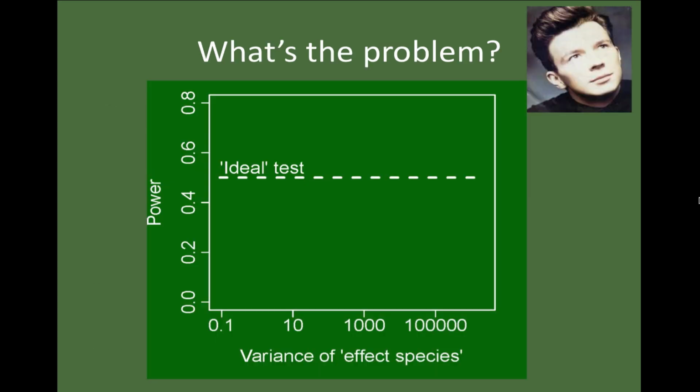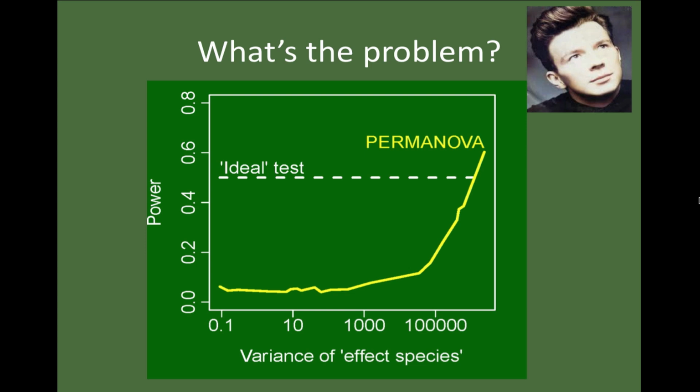What's wrong with it? Here we've got a graph of the power on the y-axis in situations where there's one species in which we have a treatment effect. We're going to change the variance of this effect species and see what happens. An ideal test would have pretty high power no matter what the variance of our effect species was. Let's see how Manova goes. It does disastrously badly. It has almost no power to detect a species in which there is a strong treatment effect unless that species has high variance.